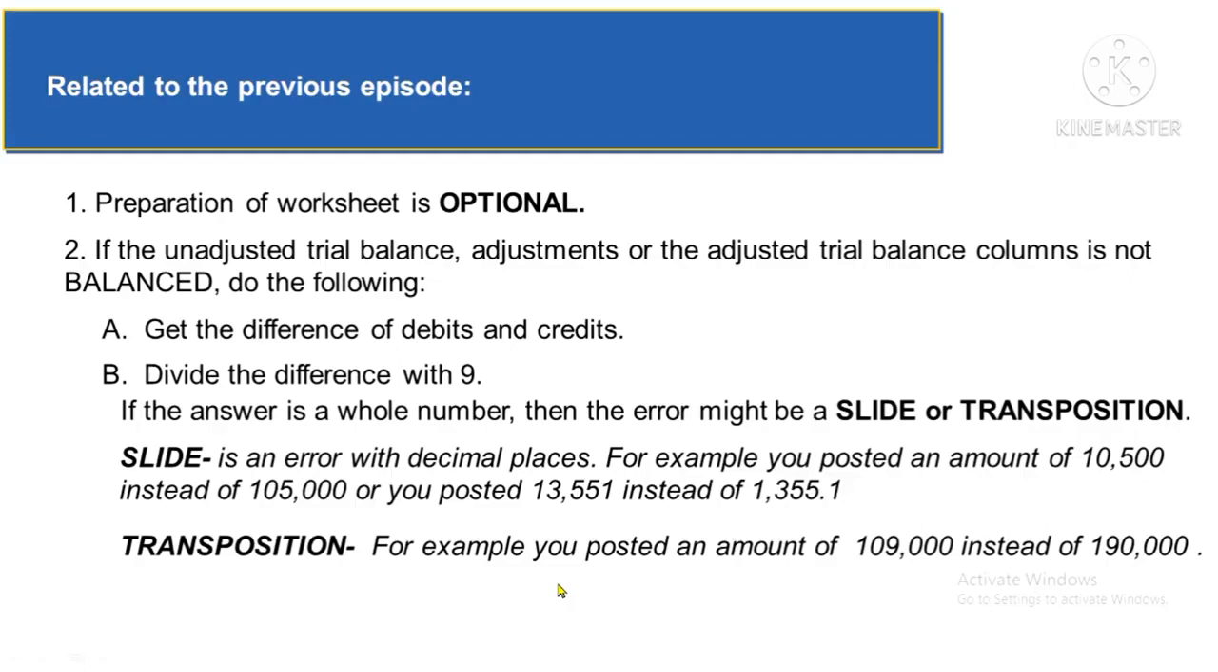Sir, but what if the quotient after dividing by 9 results in decimals? Then you have no choice but to go through your entries in the journal and ledger individually. And remember, even if you balance the debits and credits for the unadjusted, adjustments, and adjusted trial balance, it does not necessarily mean that you got the correct answer. And that's it for the worksheet. So now, let's go to the preparation of the first financial statement.